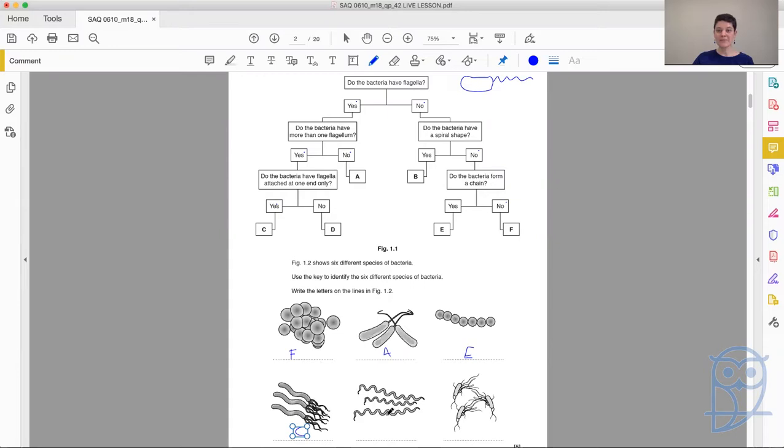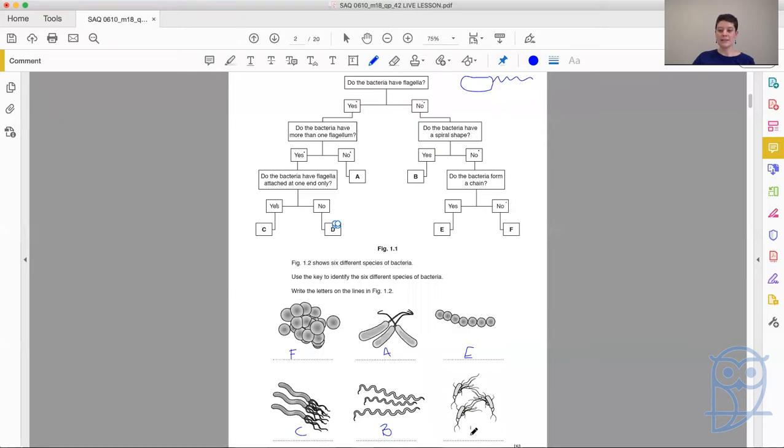The next one. Do the bacteria have flagella? No. Do they have a spiral shape? Finally, yes, they do. So this is B. And then these last hairy, fairy ones. Do they have flagella? Yes. Do they have more than 1? Most definitely yes. And do the bacteria have flagella attached at one end only? Definitely not. Those are all over the place.